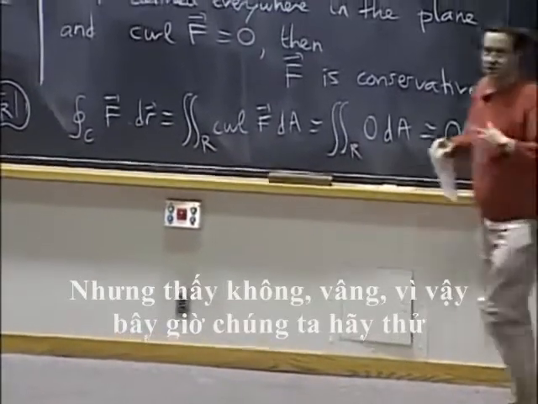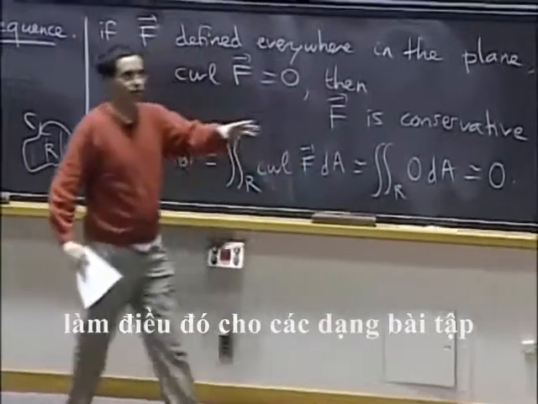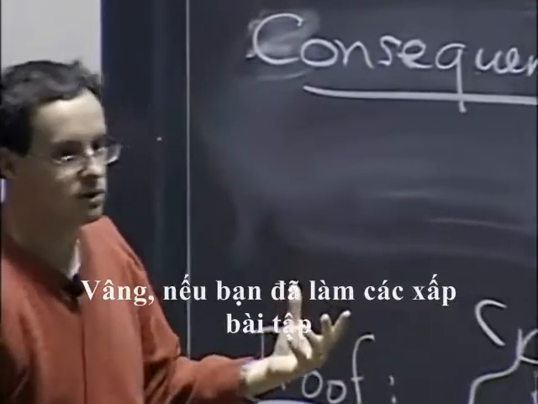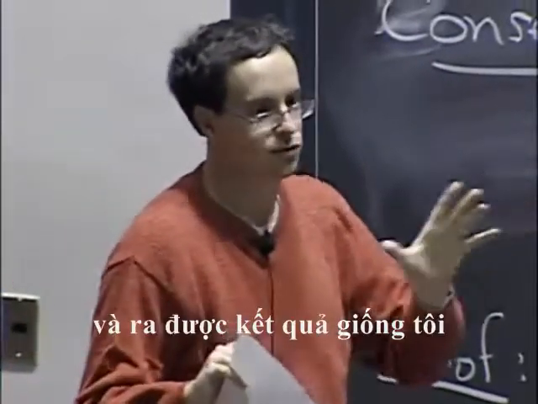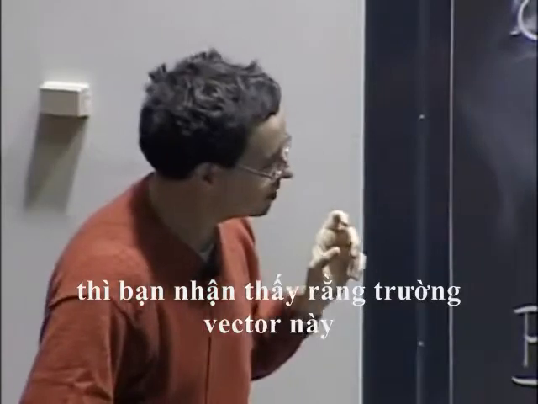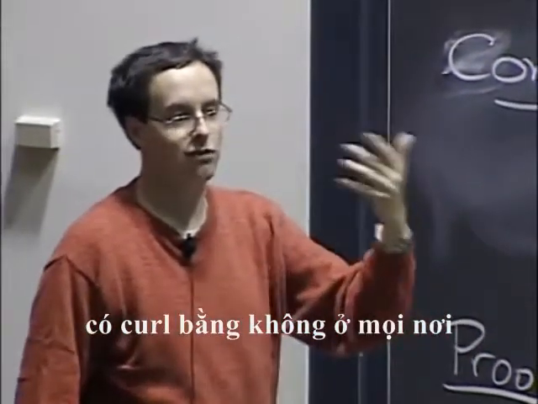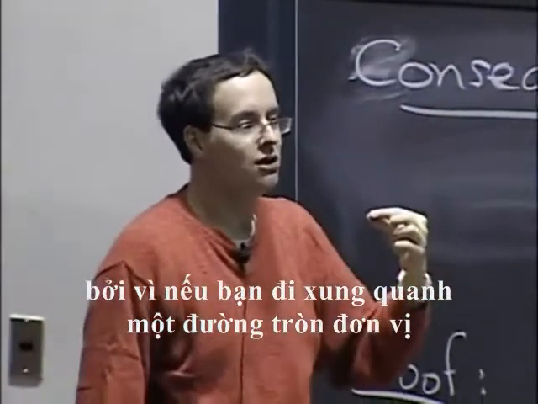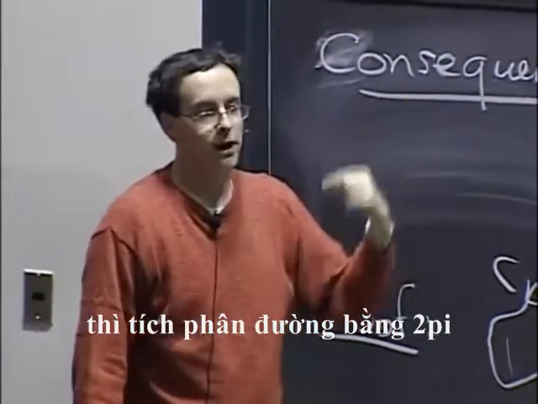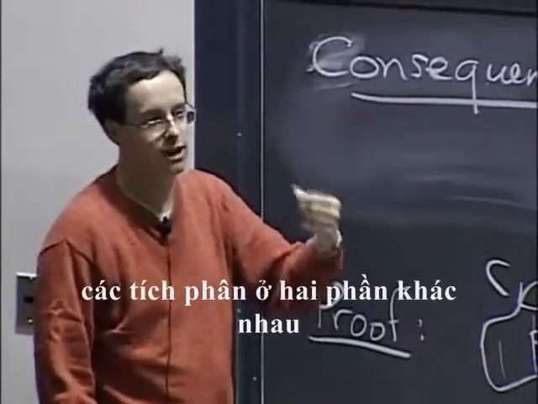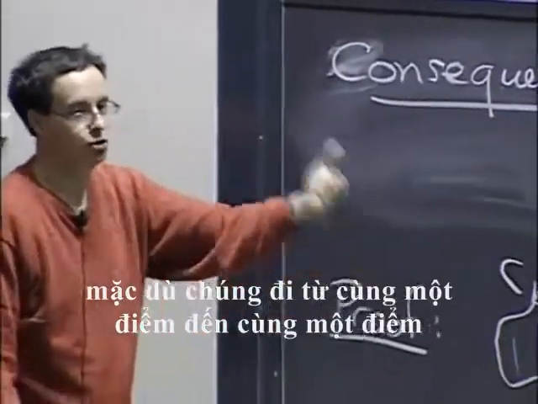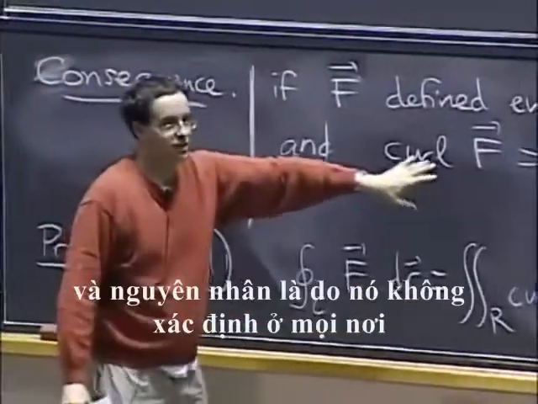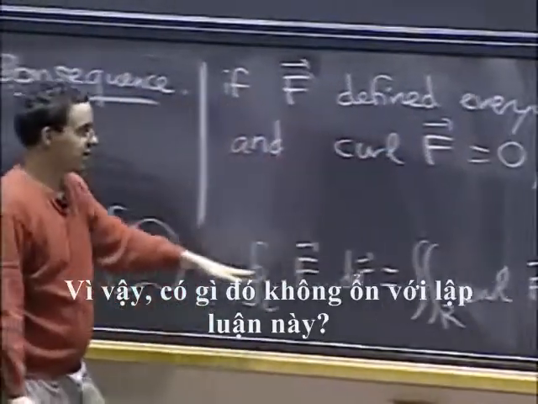But now let's say that we try to do that for the vector field that was on your problem set, that was not defined at the origin. If you've done the problem set and found the same answers that I did, then you will have found that this vector field had curl 0 everywhere, but still it wasn't conservative, because if you went around the unit circle, then you got a line integral that was 2 pi. Or if you compared the two halves, you got different answers for two paths that go from the same point to the same point. So it fails this property. But that's because it's not defined everywhere. So what goes wrong with this argument?